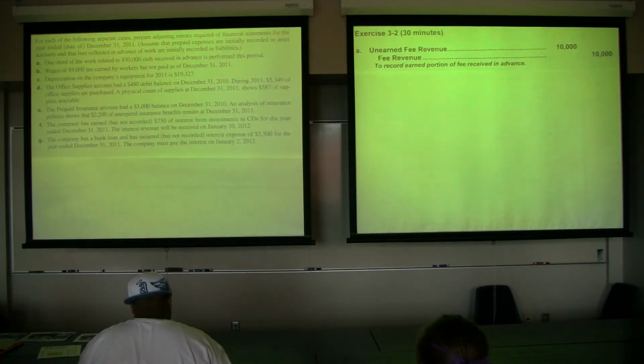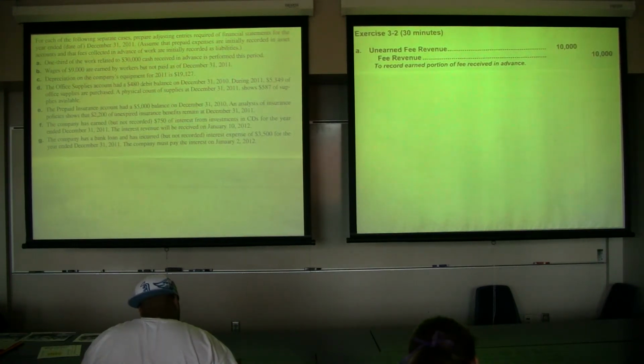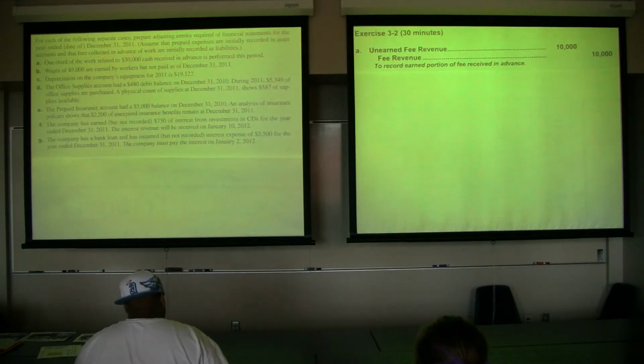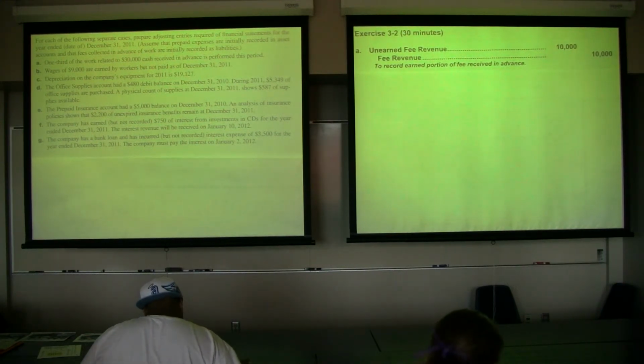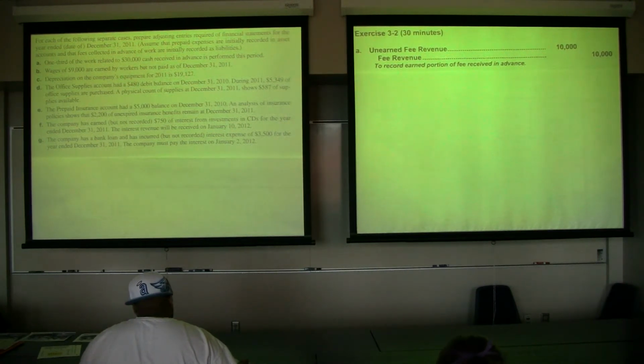That's a liability, and it's money you've received that you have not earned. Unearned fee revenue is a liability account, right? So when you earn it, and liabilities have a credit balance, now you've earned it, so you lessen it. Accounting's not difficult, but you have to do work with it.